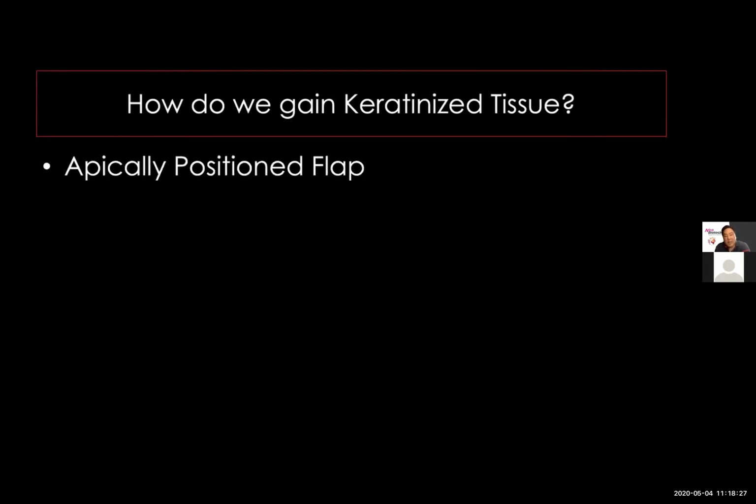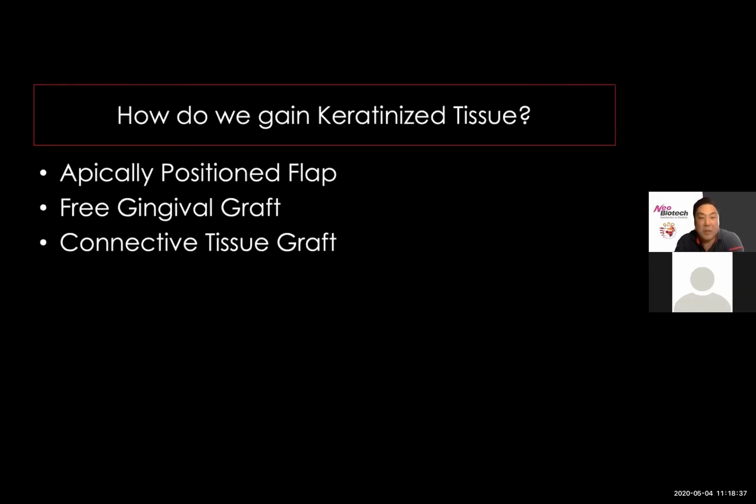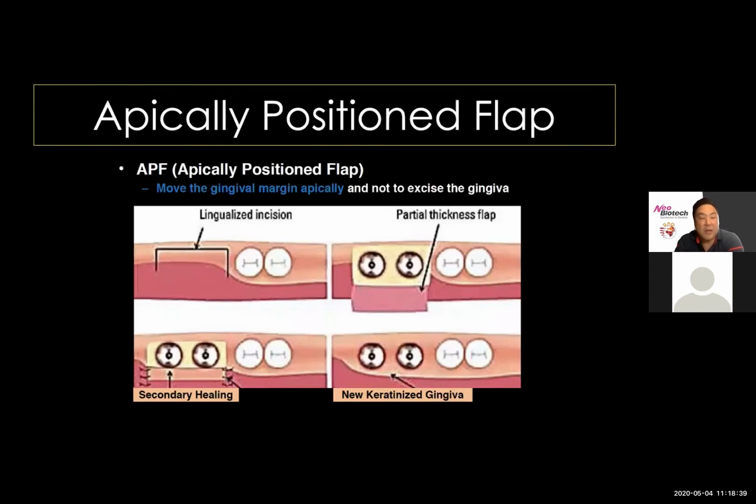There are different ways of gaining keratinized tissue. We can do an apically positioned flap. We can do free gingival grafts to increase the amount of keratinized tissue. We can do a connective tissue graft that will allow us to have an increase in keratinized tissue. But one of the simplest ways with implant surgeries is to apically position our flaps. That is one of the simpler ways of predictably giving us the keratinized tissue that we're looking for, provided that we have a decent band of keratinized tissue on the crest.